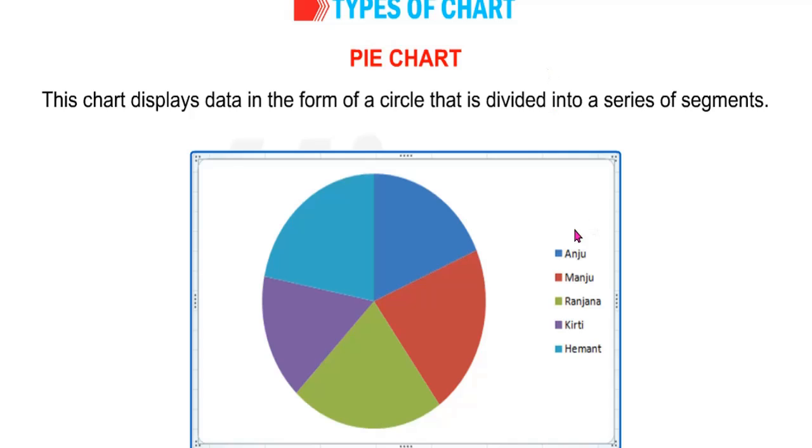See, Anju's total marks are depicted in the same color. Manju got a little more. See here. So in the total, this much mark for Anju and Manju, Ranjana, Kriti and Hemant. So the whole area is divided corresponding to the students' marks. It is always in a circle.